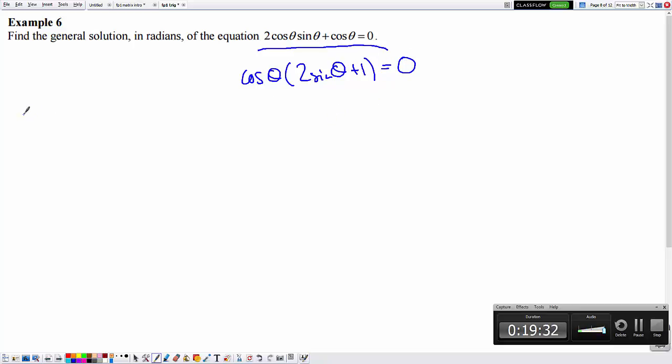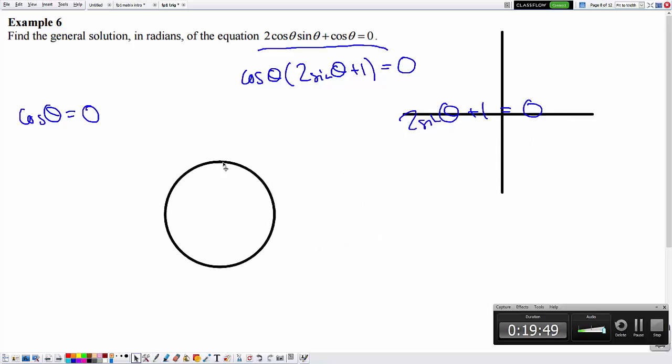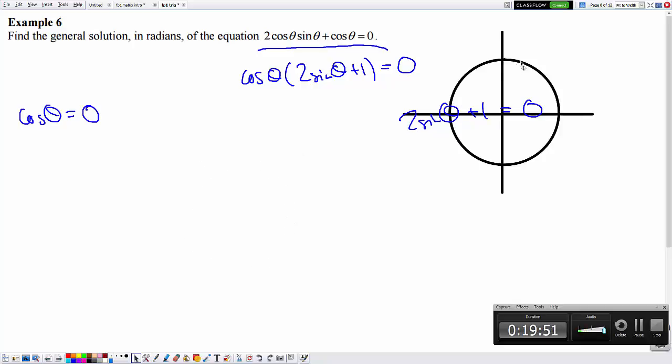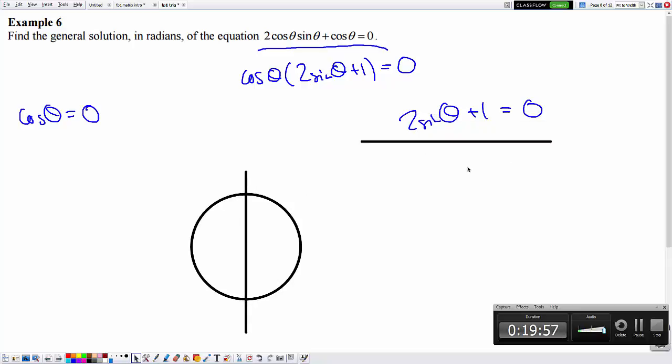So either cos theta equals 0, or 2 sine theta plus 1 equals 0. Let's do cos theta equals 0. Now, you don't necessarily need your circle, but let's use our circle. It's useful because this is one you should really know off the top of your head: what values or angles give you cos equal to 0.